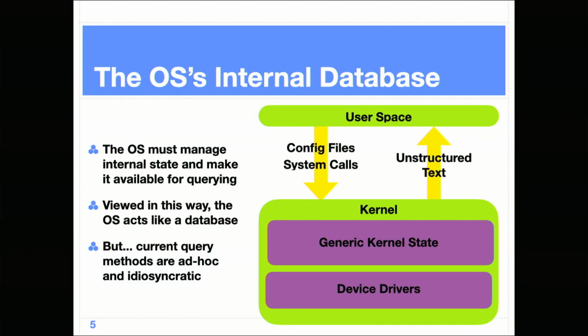So it turns out that operating systems, and actually any large program, we've applied this technique to a bunch of other programs now, but the operating system actually has a database, right? An operating system very generally has all these crazy device drivers that make all your network stuff work, usually badly. And then this generic kernel state, right?